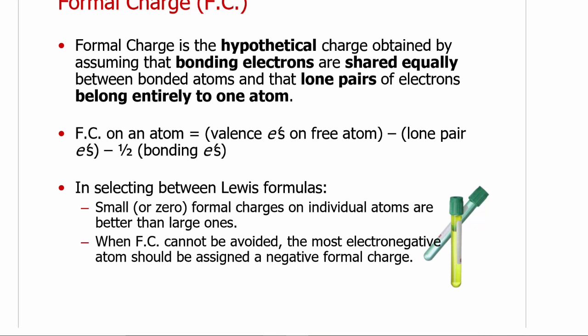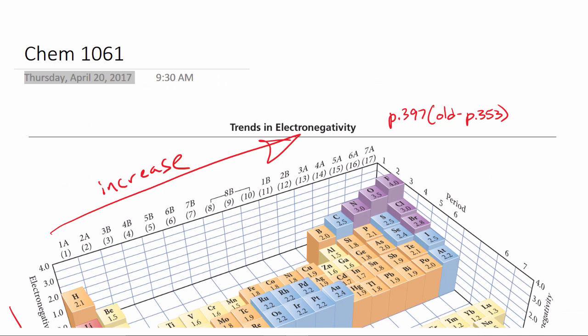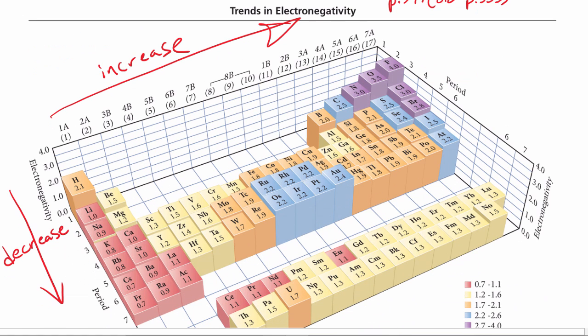And if we can't avoid them, what we do try to do then is say that the most electronegative atom should be assigned a negative formal charge. So we come back to our table of electronegativities, and if we're looking at something like a sulfate ion, a sulfate ion is going to have both sulfur and oxygen. And if an atom is going to have a negative formal charge, we want to make sure that that negative formal charge, if possible, is assigned to the oxygen rather than the sulfur. That's what the rule is telling us.